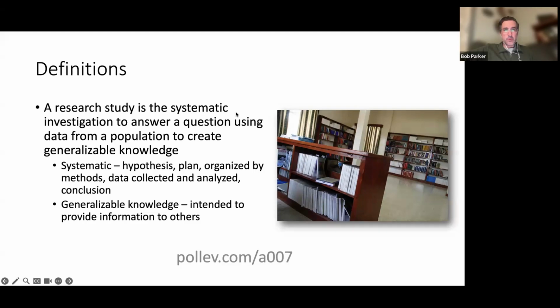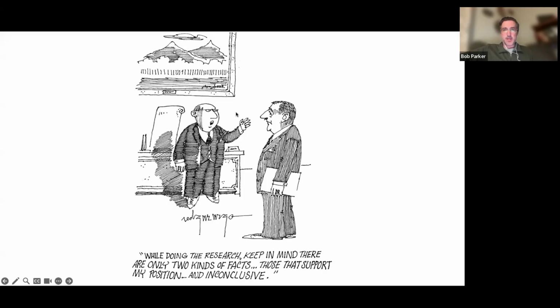All right, so this funny comment: while doing the research, keep in mind, there are only 2 kinds of facts, those that support my position and inconclusive. So you might know some of these professors, I certainly did, who use research to confirm the bias that they already have. But my hope, and the hope that I'm sure all of you share, is that when we do research, we're genuinely trying to answer questions with humility and curiosity.